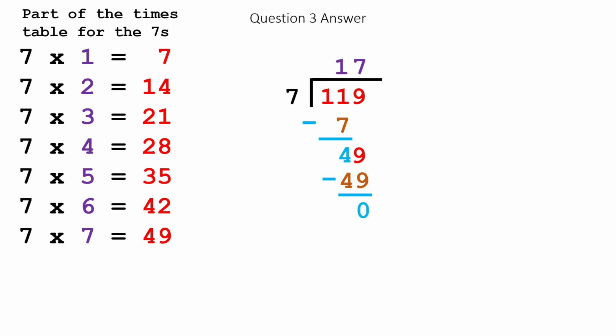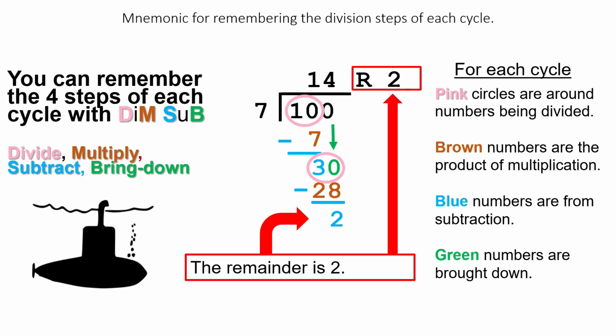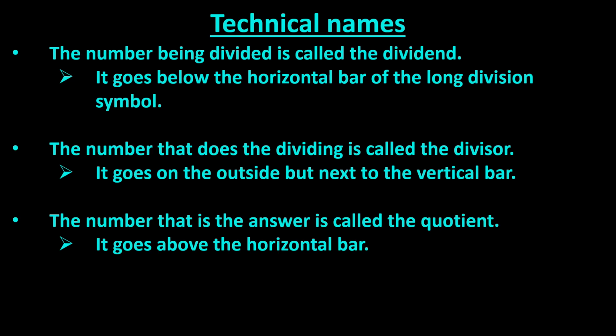The answer is that each person will pay $17. This problem shows us how important it is to know the multiplication tables. Here's a memory trick to help remember the 4 steps of every division cycle. Please pause the video if you wish to read more.